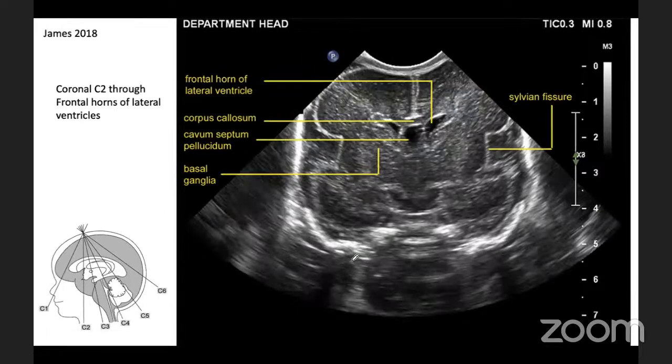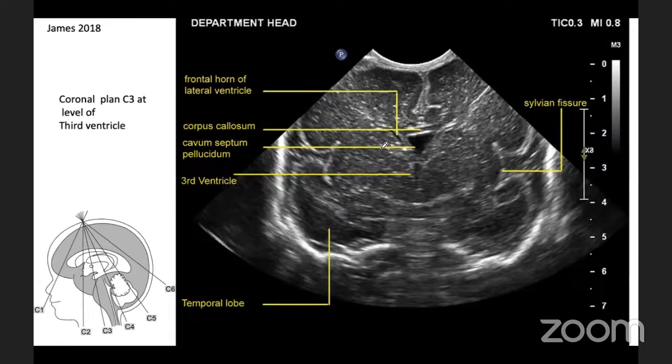As you go further backward through the C2 image, the important structure you will find here is the Sylvian fissure here. And then this will be the frontal horn of the lateral ventricle on both sides. In between, now you can see the septum pellucidum, which is a fluid-filled structure. And below the lateral ventricle, the basal ganglia will show like this.